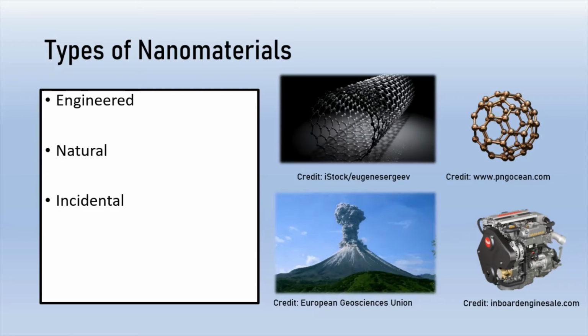For an example of natural nanomaterials, we have volcanic ash. In this volcanic ash, we can find different naturally occurring nanomaterials and nanoparticles. On the right, we have a diesel engine to represent the combustion of diesel. Now, even though they may not be desired, nanomaterials are a byproduct of the combustion reaction. These are the three main types of nanomaterials.